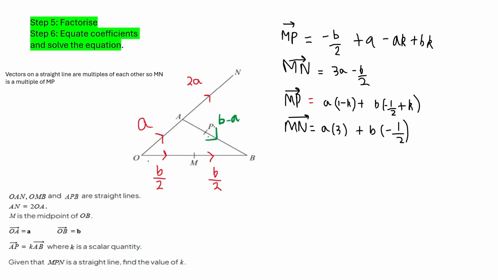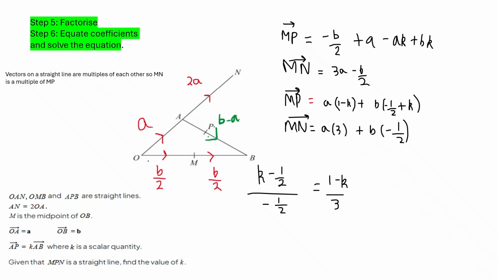Now the final step to solve this question, we have to equate 1 minus K over 3 and minus half plus K over minus half. The reason that these expressions are equal, so K minus half over minus half and 1 minus K over 3, is because if you think about it, MP is a multiple of MN. So if we multiply 3 by some number to get 1 minus K, we must be multiplying minus half by the same number to get to K minus half, because they are both multiples of each other.